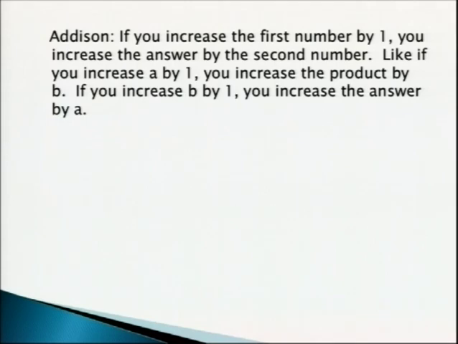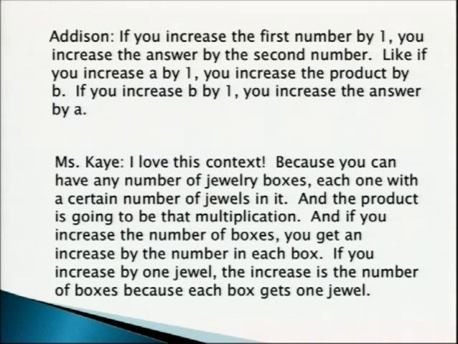With the context of the jewelry boxes well established, students will be able to continue to ground their reasoning in this context as they work on understanding how multiplication relationships work and how they differ from additive relationships. And Ms. K says back to her class, I love this context because you can have any number of jewelry boxes, each one with a certain number of jewels in it, and the product is going to be that multiplication. And if you increase the number of boxes, you get an increase by the number in each box. If you increase by 1 jewel, the increase is the number of boxes because each box gets 1 jewel.